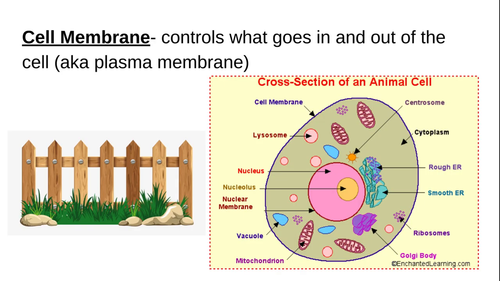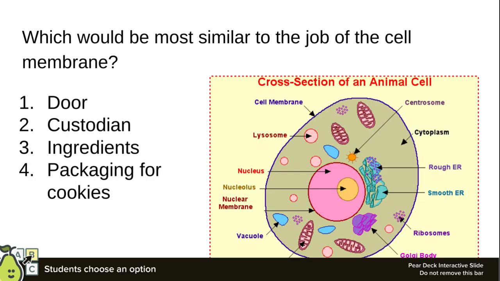All right, cell membrane. This goes all the way around the cell. It's kind of like a fence, and it controls what goes in and out of the cell. Sometimes we call it the plasma membrane. So I wrote AKA plasma membrane. So cell membrane or plasma membrane controls what goes in and out of the cell. So it's all the way around the outside of the cell. So what would be most similar to the job of the cell membrane then, if it lets things in and out? If you said the door, you'd be correct because doors let things in and out.